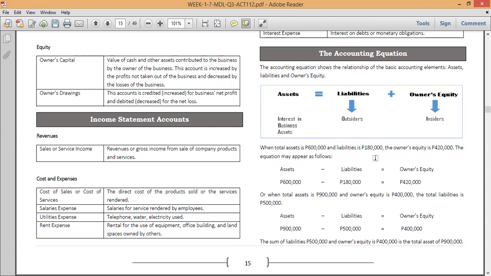Fix po yan, pero mapapansin nyo, balance pa din sila. So 180 plus 420, 600,000, 'di ba? So equal pa din. Sa math natin, equal. Next, when total assets is 900,000 and owner's equity is 400,000, so the total liabilities is 500,000. Syempre, 900,000 minus 500,000 is equals to owner's equity na 400,000, 'di ba?